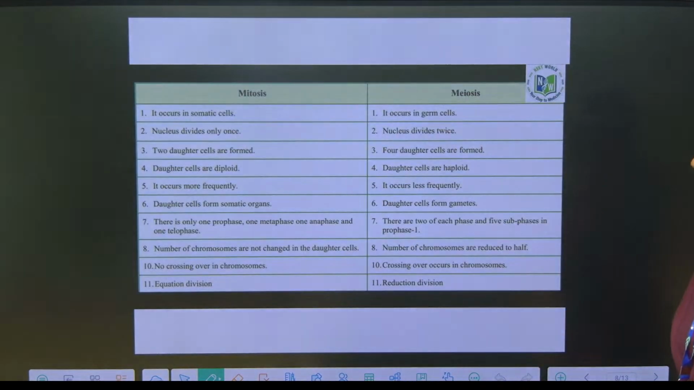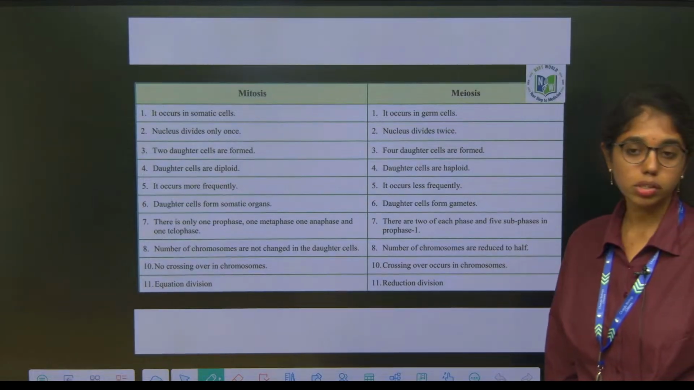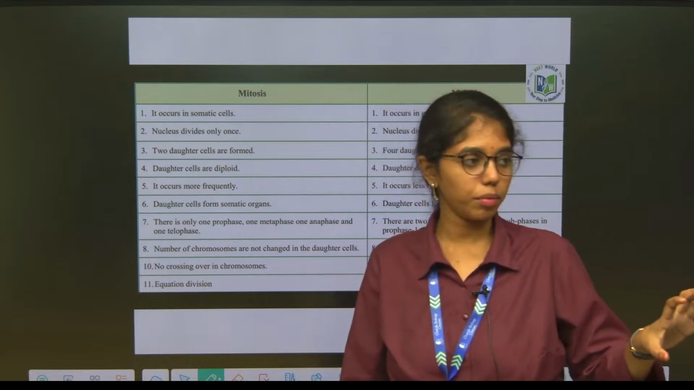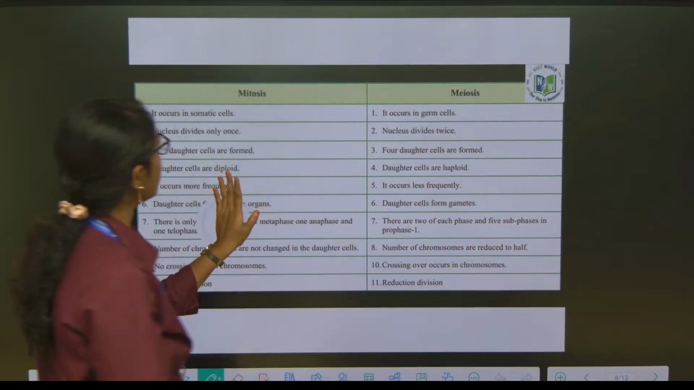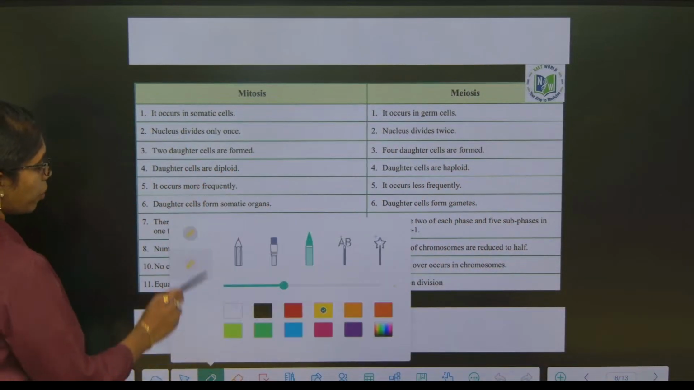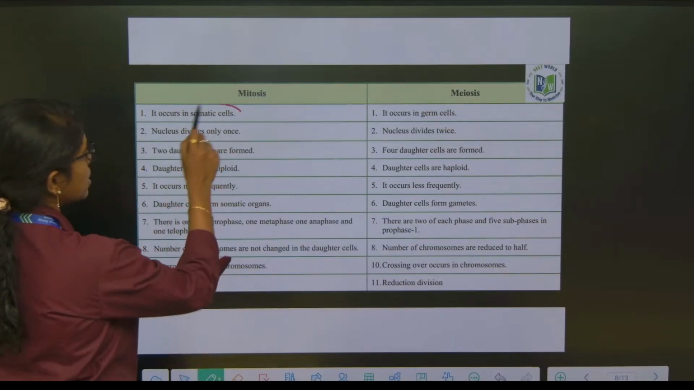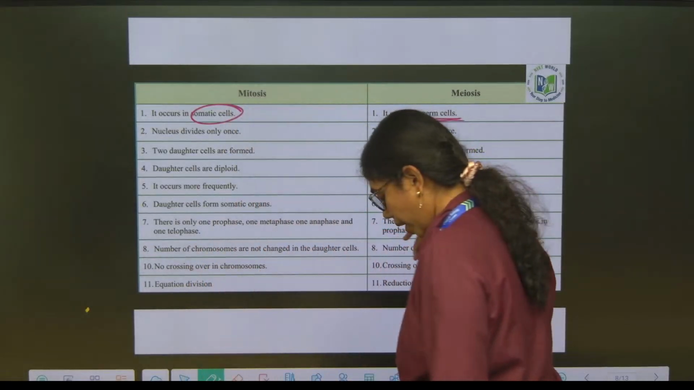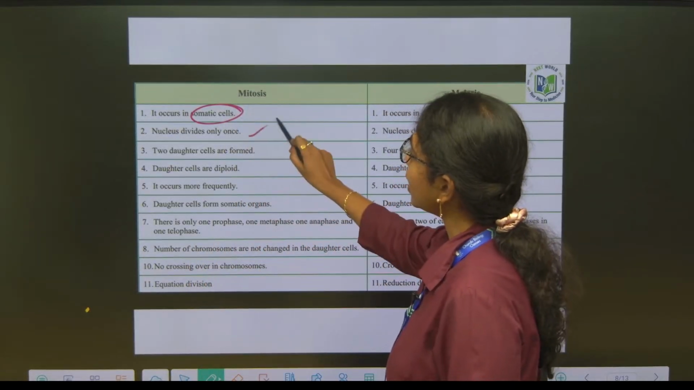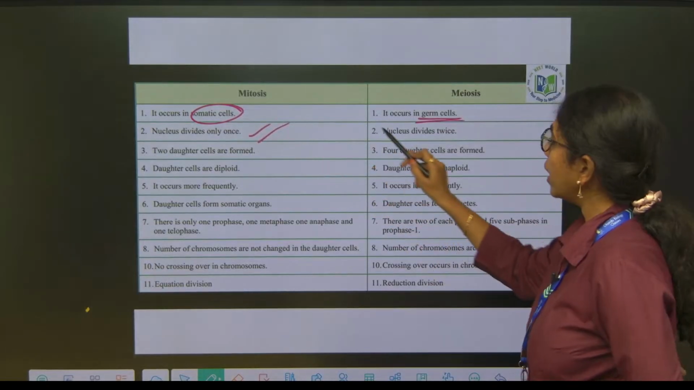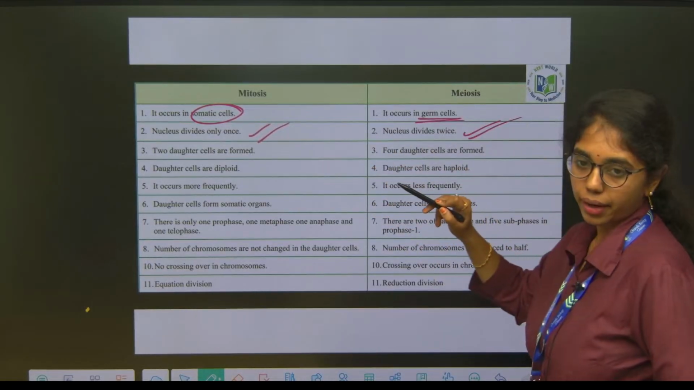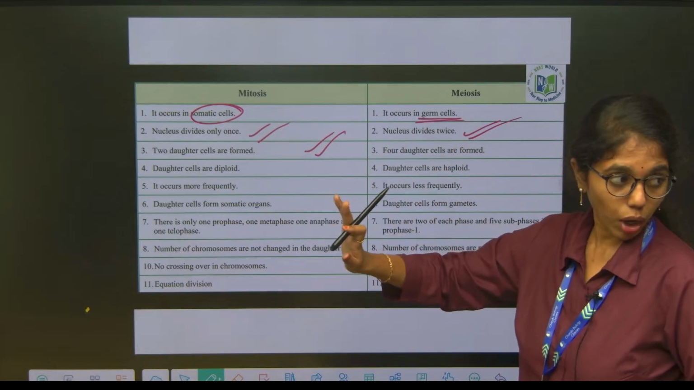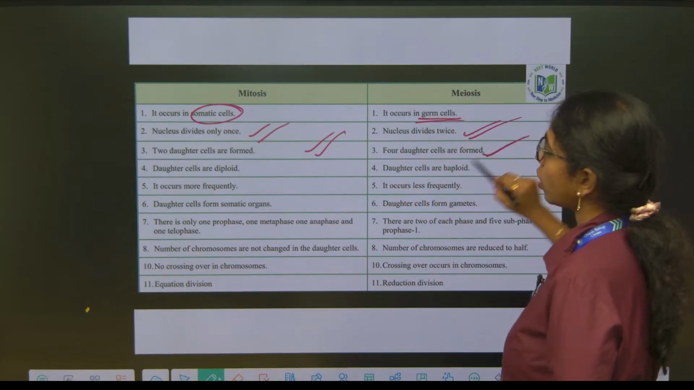Now you see the differences between mitosis and meiosis, then I will give you a numerical approach of mitosis and meiosis. Look at the differences carefully. Mitosis will occur in what type of cells? Somatic cells. Okay. Meiosis occurs in germ cells. And then nucleus divides only once over here. Here 2 karyokinesis will happen, right? 2 daughter cells are formed over here without any change in ploidy, but here 4 haploid daughter cells are formed.